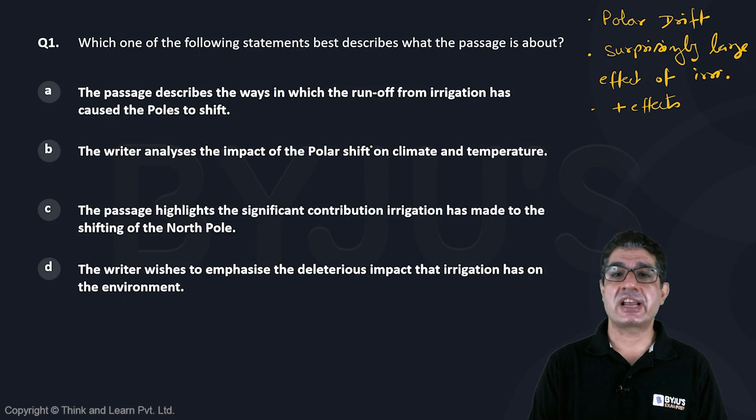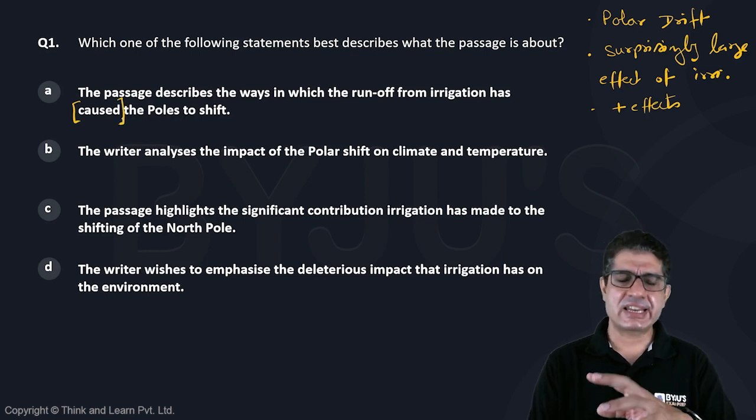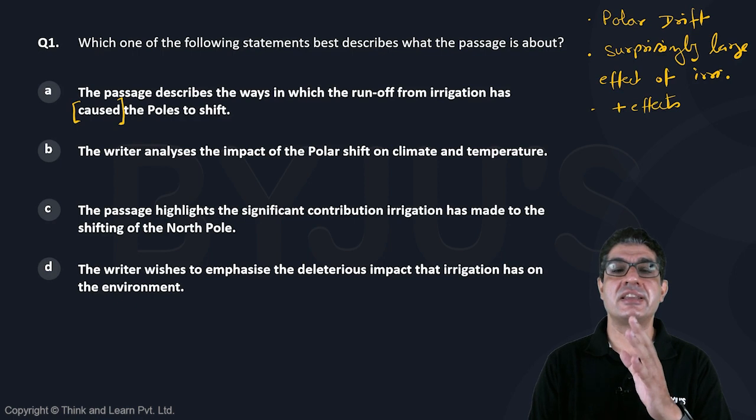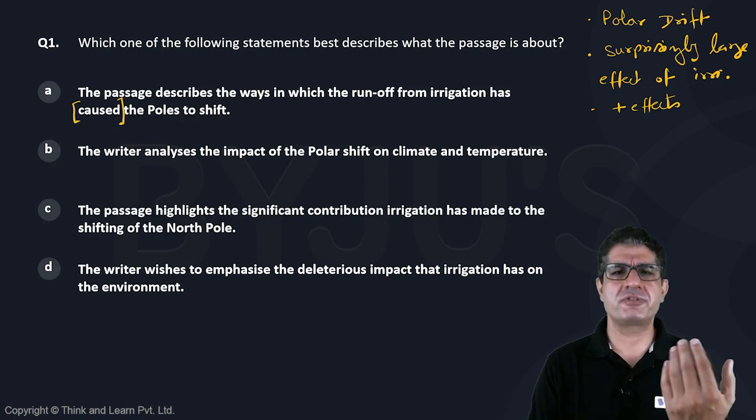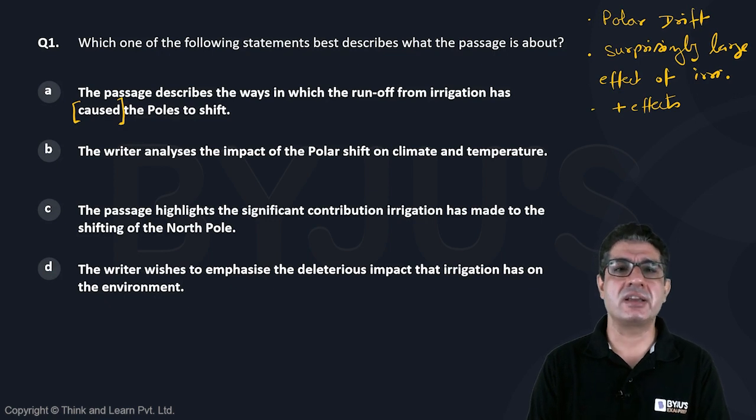The passage describes the way in which the runoff from irrigation has caused the poles to shift. See, this is a word that we obviously have a problem with. It is a distortion. It's an addition. The passage does not say that irrigation has caused it. Polar shifts have already been occurring. Irrigation has added to it. So that's the problem with A.